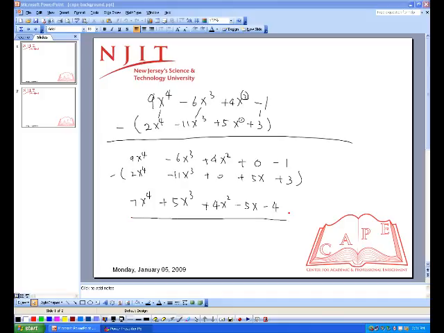So that's how you subtract two polynomials. First you line up all the appropriate degrees and then you subtract the coefficients.